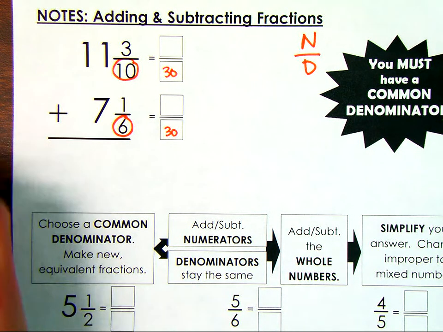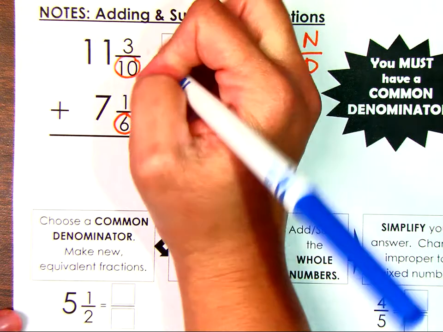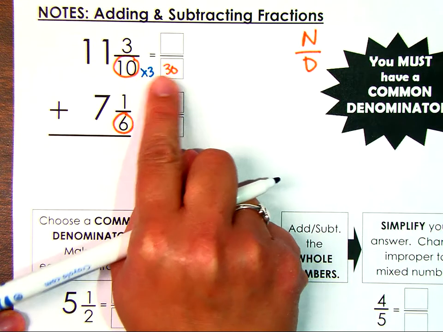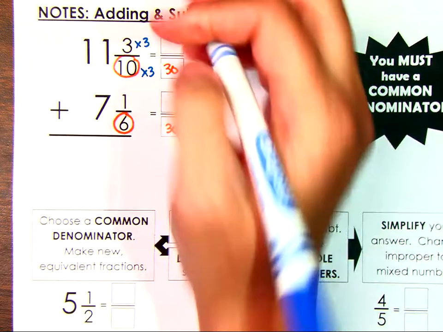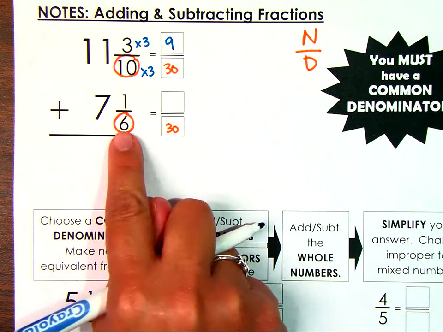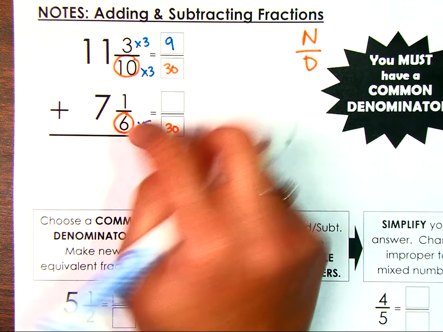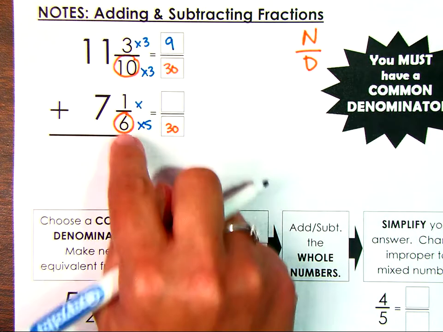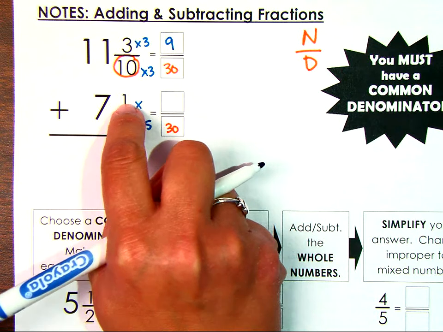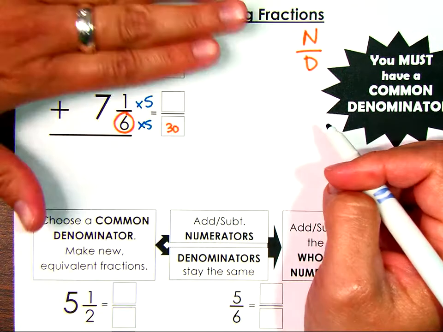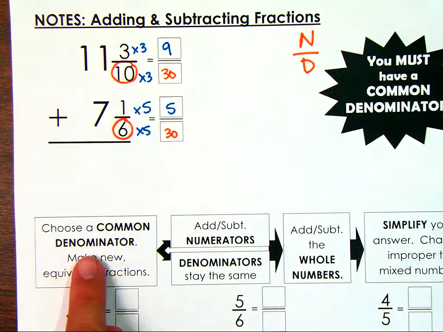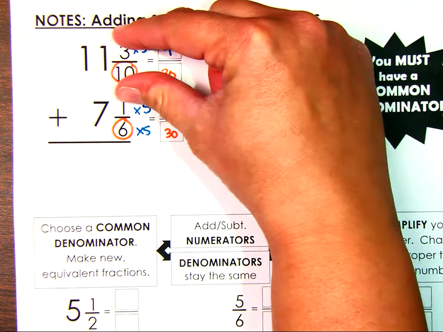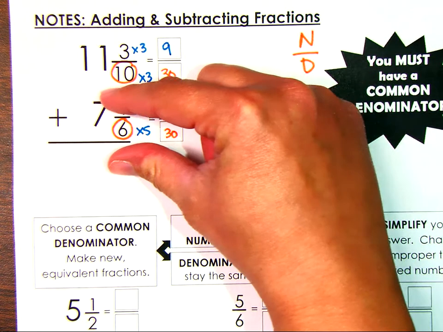So now we need to do our scale factor. 10 times 3 got me to 30. So what I do to the denominator, I have to do to the numerator. So 3 times 3 is 9. 6 times 5, 5 groups of 6 got me to 30. So what I do to this denominator, I do the same to its numerator. Okay, so that's why I would say cover these up and go step by step. So 1 times 5 is 5. So we have our common denominator. We made equivalent fractions because 9/30 reduces to 3/10 and 5/30 reduces to 1/6.